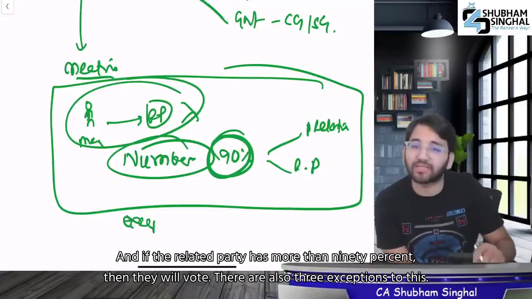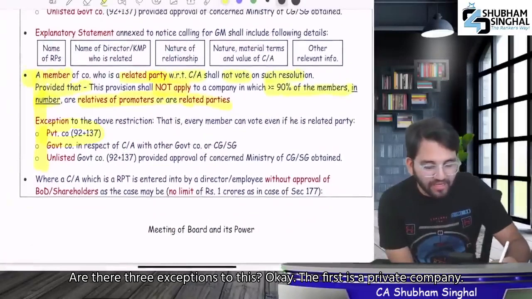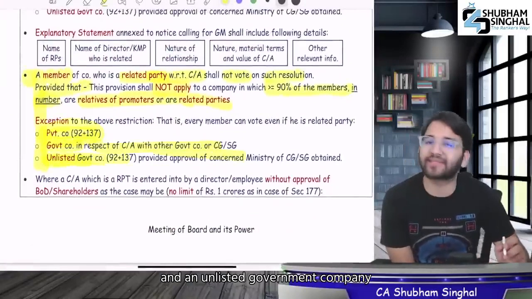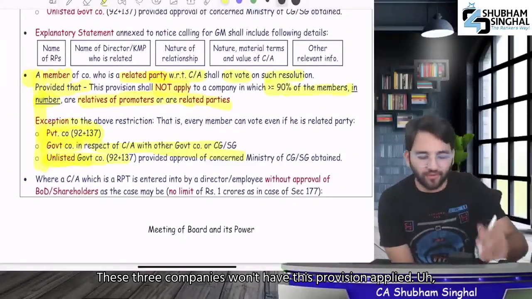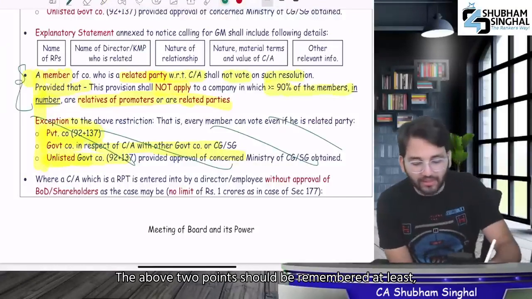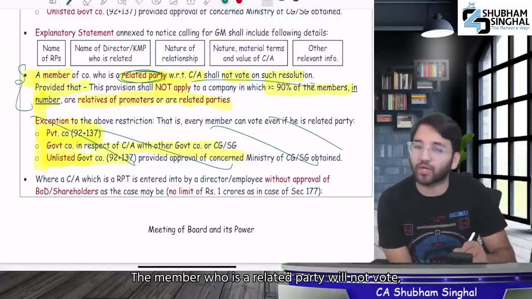This also has 3 exceptions. What are those exceptions? First, private company. Second, a government company that is transacting with a government company. And third, an unlisted government company. The provision will not apply to these 3. If you think it's difficult, then cut it. But at least remember the above 2 points. That a member who is a related party will not vote.